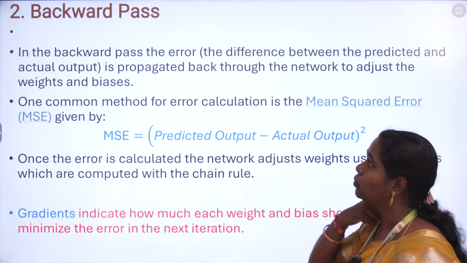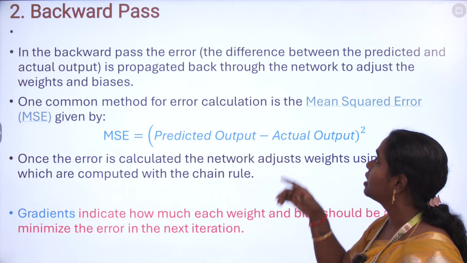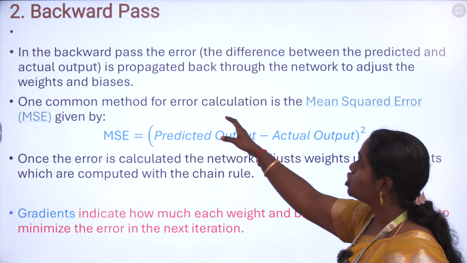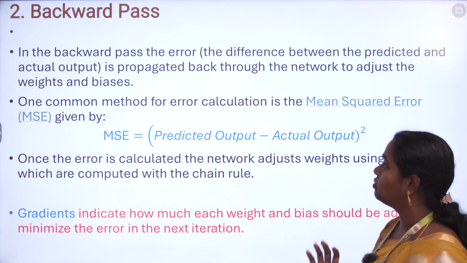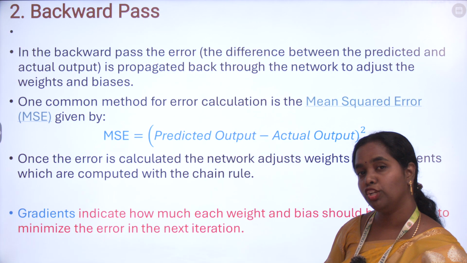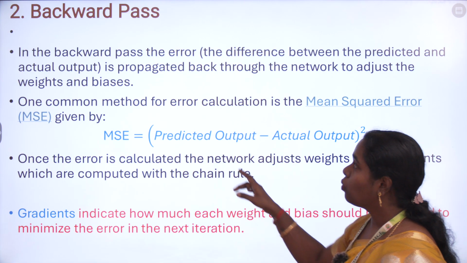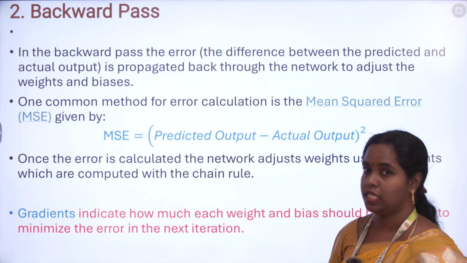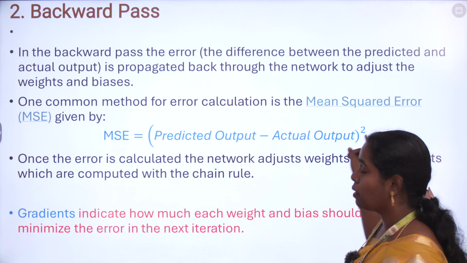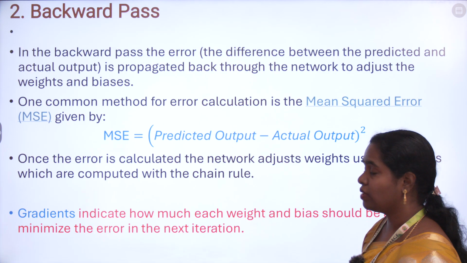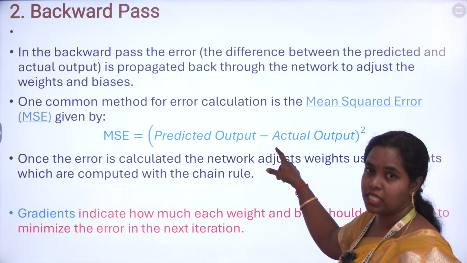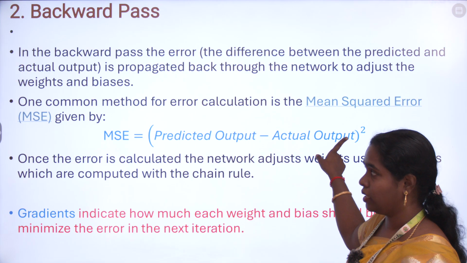Next one is the backward pass. In the backward pass, the error between the predicted and actual output is propagated back through the network to adjust the weight values and then the bias values. One common method for error calculation is MSE, which is called mean square error. So we follow one formula, that is predicted output minus actual output, whole squared.